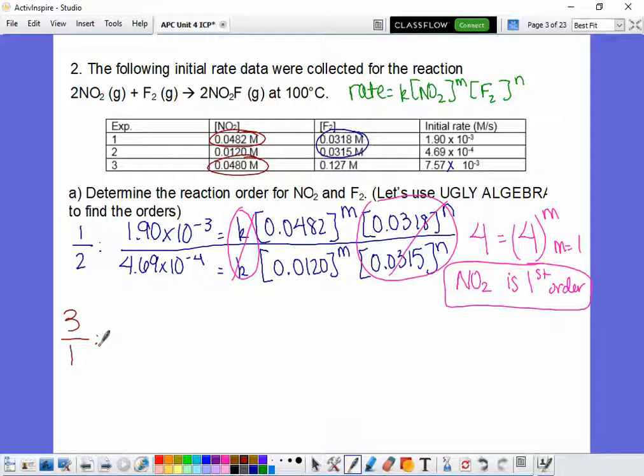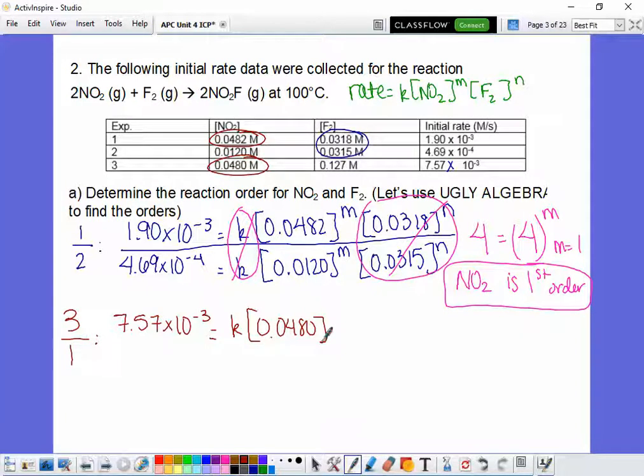Now, if you do it the wrong way, you're just going to get fractional numbers, or decimals. If we had done 2 over 1, you would have gotten 0.25 equals 0.25 to the m. So you could still very easily see that m had to equal 1. It's just whole numbers are easier to work with. So what's the rate for reaction 3? 7.57 times 10 to the negative 3 equals some rate constant K times the concentration of NO2 for reaction 3, which is 0.0480.